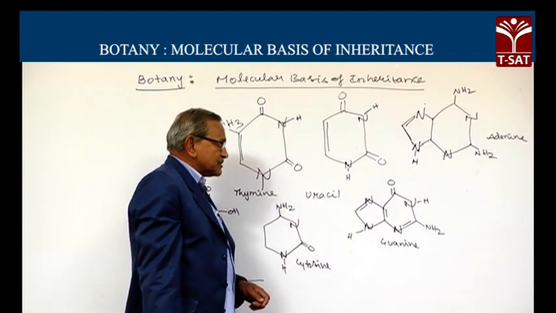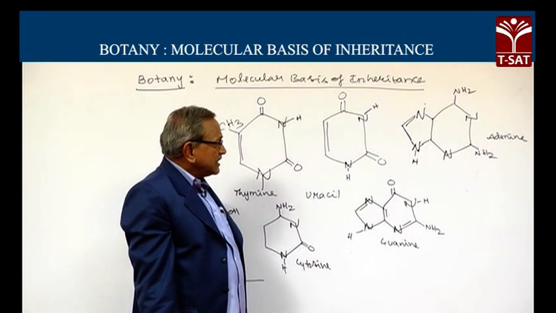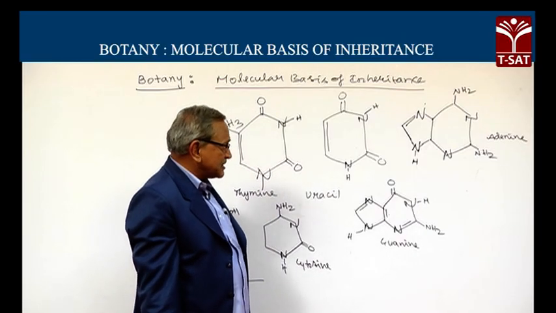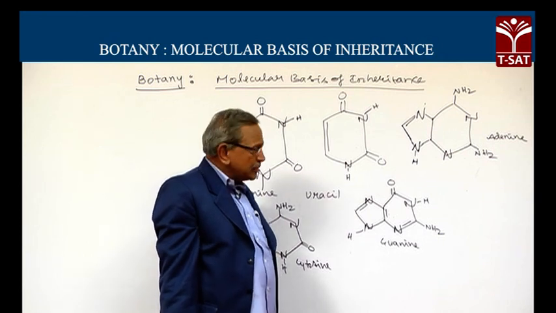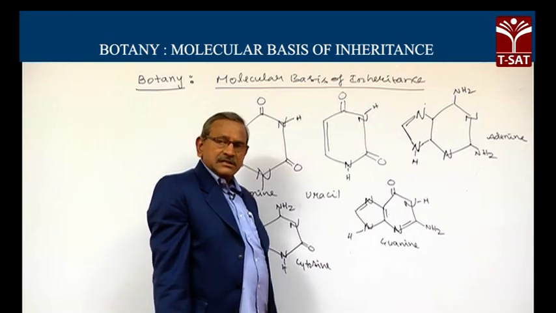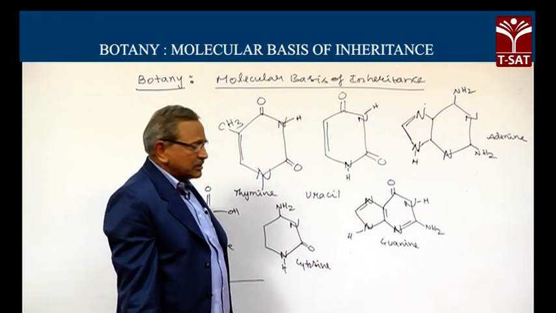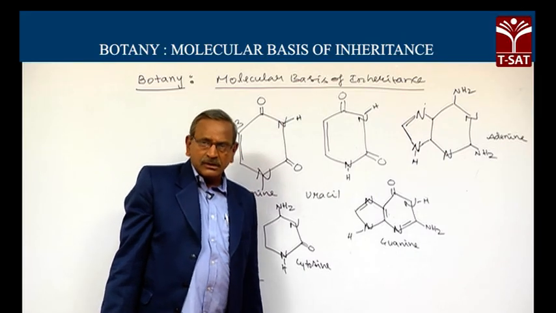Regarding purines, we have 2 purines. These are 9-membered structures, dicyclic and heterocyclic substances. The first one is adenine, and the second one is guanine. The 2 purines are common for both DNA and also RNA.